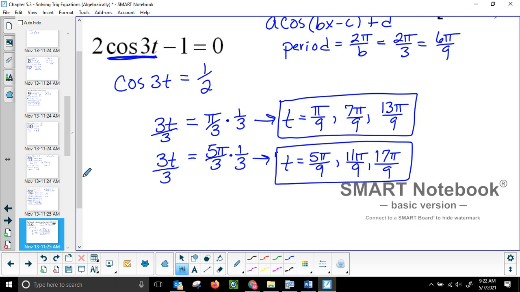Because really that's kind of the trickiest thing that's going to happen. So we're using 3 as our b. What's that? You didn't see it? So we're using the 3 as the b.